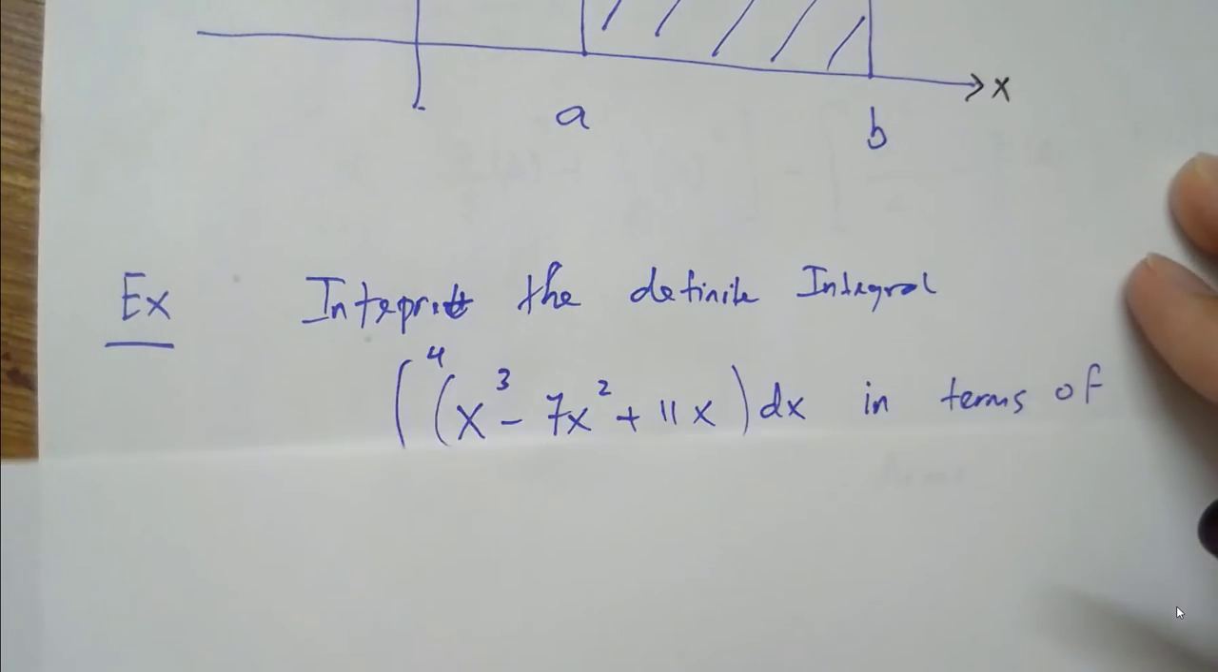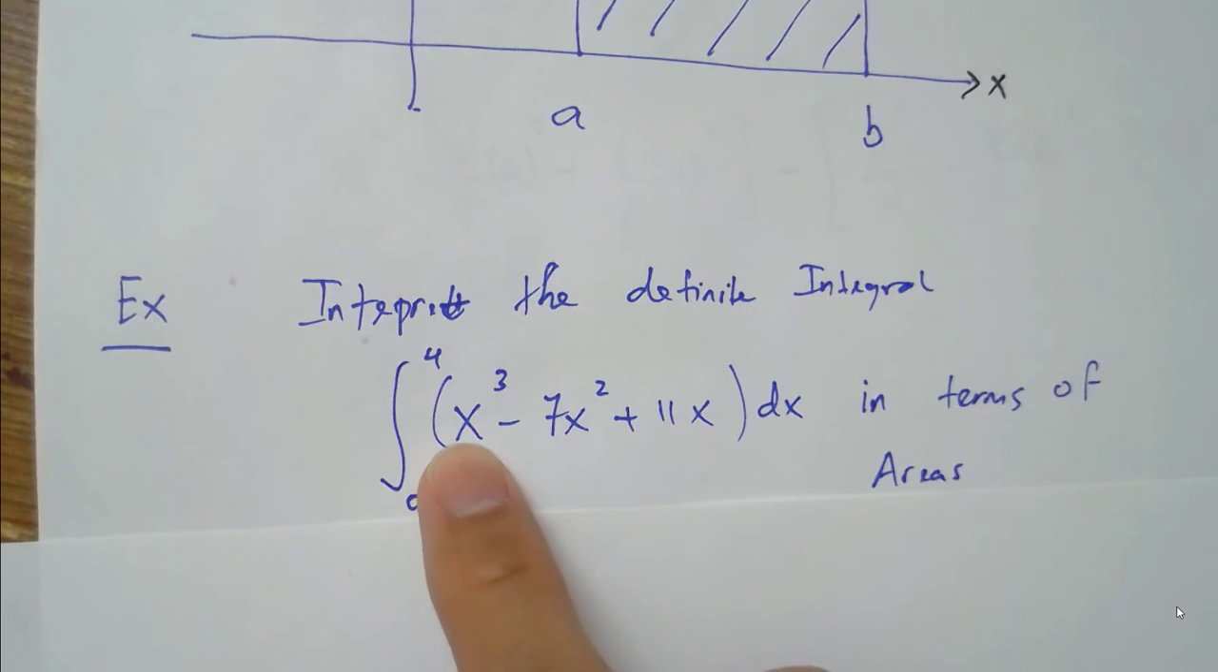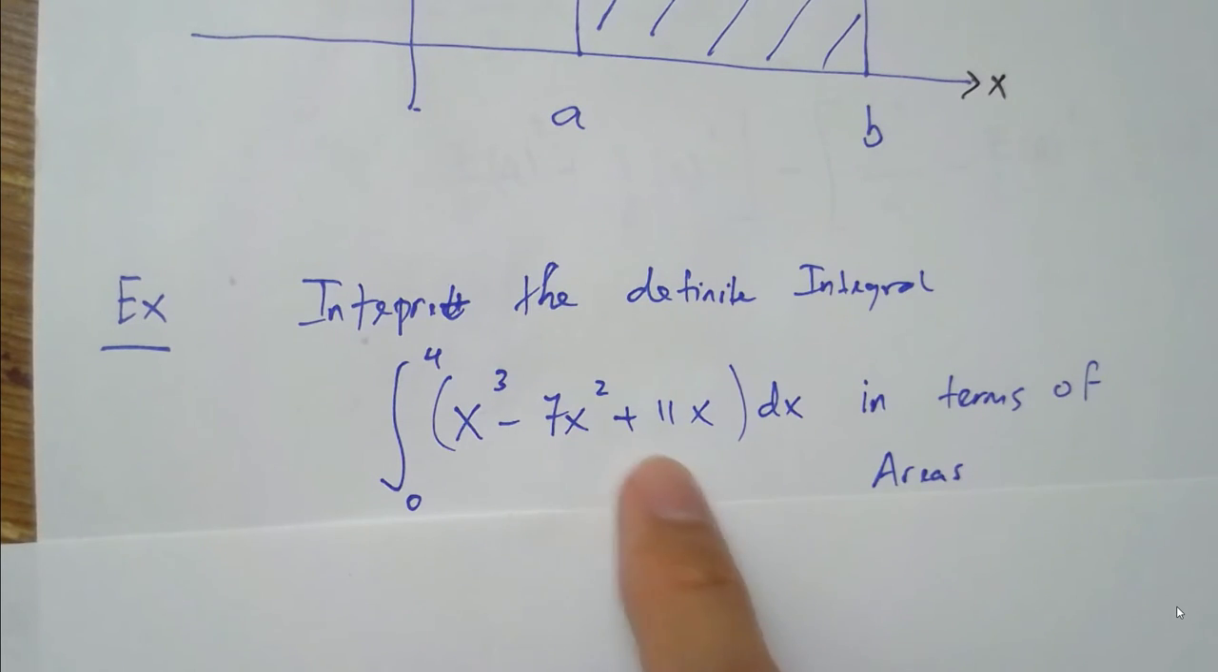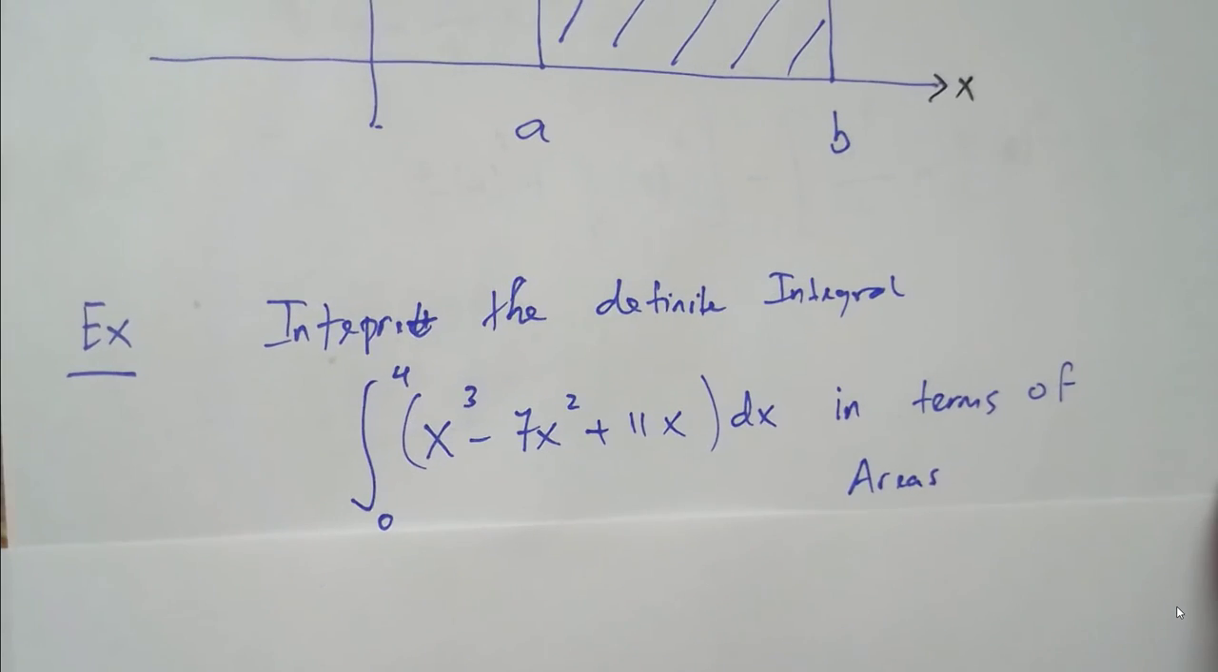Interpret the definite integral from 0 to 4 of the function x to the third power minus 7x squared plus 11x dx in terms of area. We can solve this problem in a few ways. You can solve this by hand, by a TI-84 graphing calculator, or by any other technology or software tool. However, we can do this easily by hand using the power rule, and we can confirm that with the TI-84 graphing calculator after that.